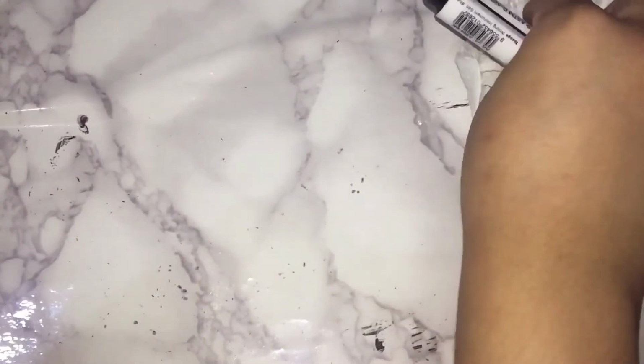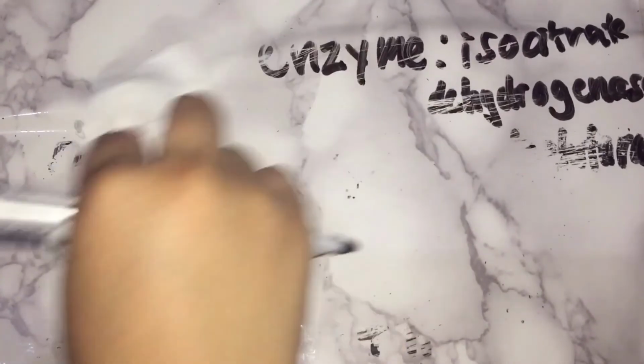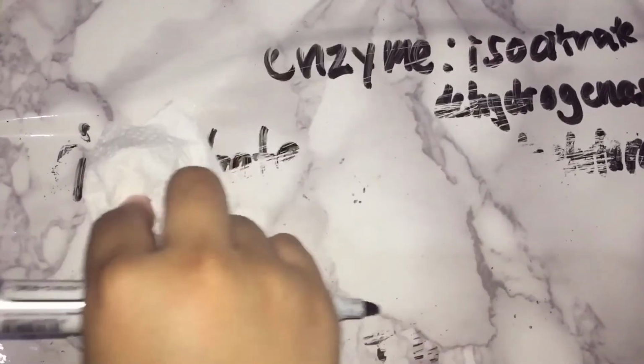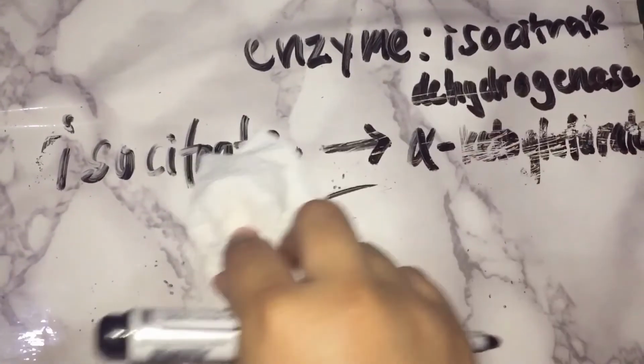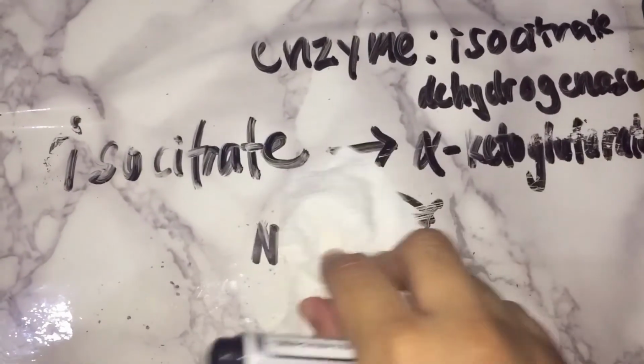Reaction 3 is oxidation of isocitrate to alpha-ketoglutarate. In this step, isocitrate dehydrogenase catalyzes oxidative decarboxylation of isocitrate to form alpha-ketoglutarate. In the reaction, generation of NADH from NAD is seen.